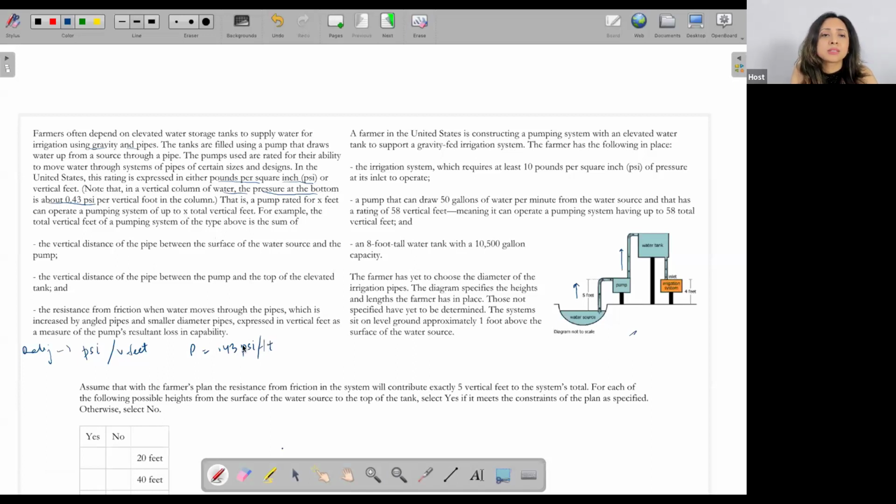Now, all I have is this data. I'll see how to use it. That is a pump rated for X feet. Now, we said that the rating of a pump is either in PSI or in feet or in vertical feet. So they're saying that if the pump is rated for X feet, that is if, on the pump, like for example, when I go to the store to buy a pump, and there I have to see what kind of a pump I need, right? So there will be lots of different varieties of pumps over there, and there'll be a rating to each pump. Yeah.